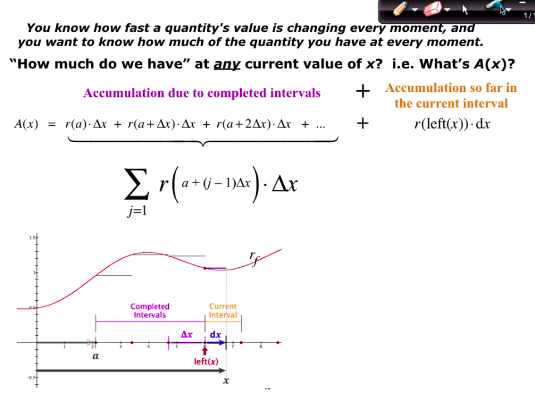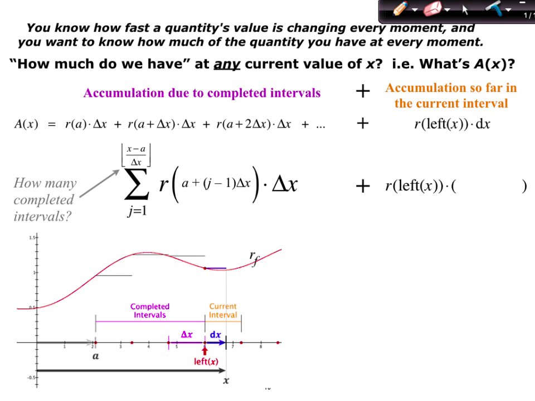But we need to get this in terms of x. So how do we rewrite dx in terms of x? So what is dx in terms of x? Final minus initial, right? X minus left x. Oh, we're going to do that later. How many completed intervals? So j is going to go from 1 to the number of completed intervals. How many is that? Good. That's the 4. And then our dx, we said, is x minus left x. Did it.